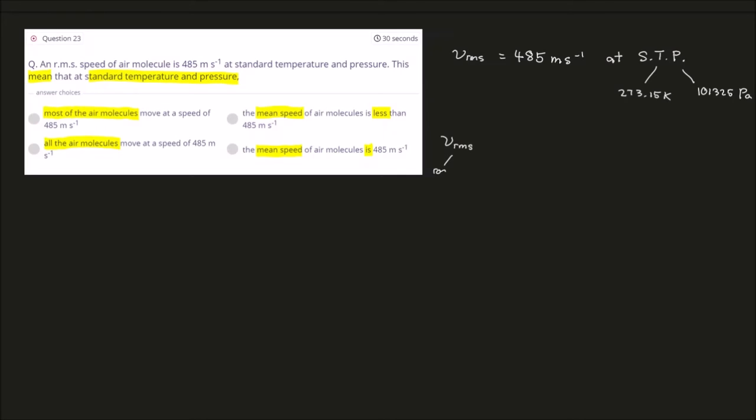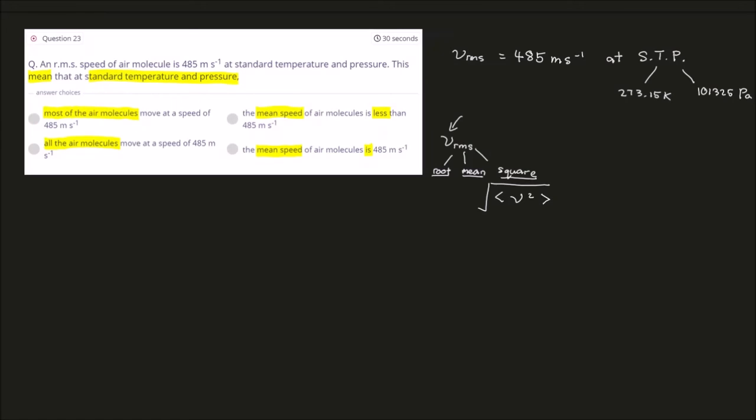RMS is root mean square. The subject that undergoes RMS is V. So you have V square. Because of square, you square. Because of mean, you do mean. Because of root, you square root it. So that's the idea of root mean square. It's the square root of the mean of the square.